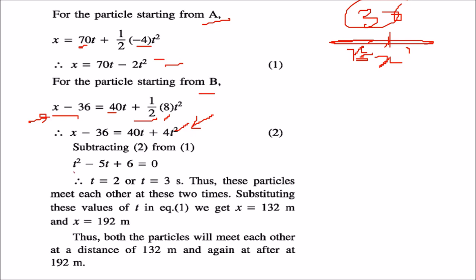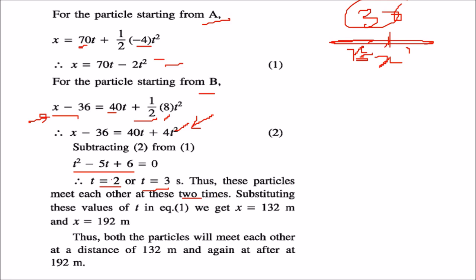You get the equation t square minus 5t plus 6, which is a quadratic equation. I hope that you are able to solve this equation. You get two roots, t equal to 2 and t equal to 3, and because there are two values of time, these particles meet each other at these two times.